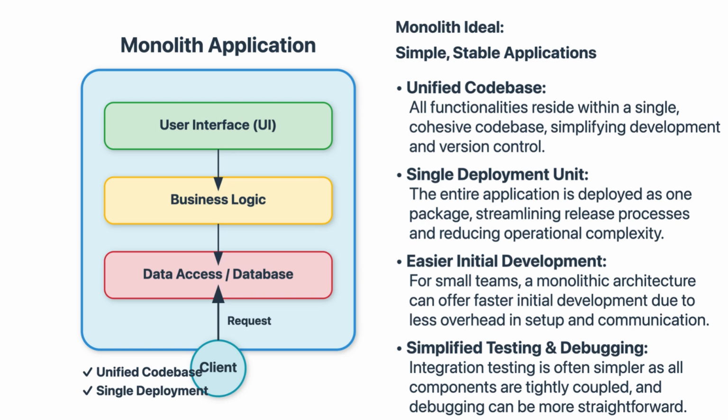Listen to your system's pain points. Evaluate your team, application complexity, business needs, and budget. Be prepared to evolve your architecture strategically, only decomposing into microservices when the benefits clearly outweigh the added complexity. By carefully weighing these trade-offs and understanding the practical implications, you can make an informed architectural decision that truly empowers your development efforts and supports your business goals.